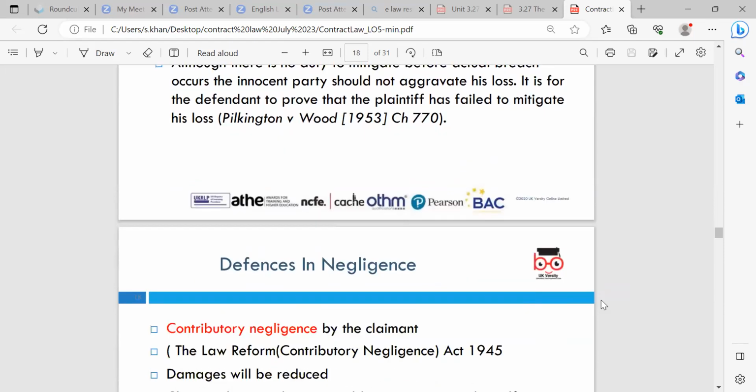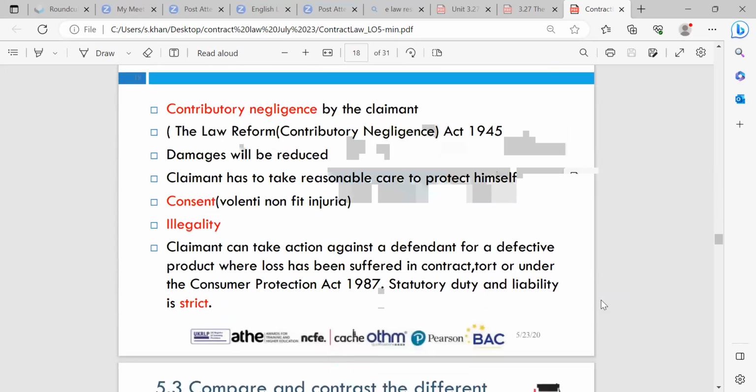Then you've got defences in negligence. So you've got contributory negligence by the claimant, which is the Law Reform (Contributory Negligence) Act 1945. Damages will be reduced. The claimant has to take reasonable care to protect himself. And consent, so volenti non fit injuria, and illegality. So the claimant can take action against a defendant for a defective product where loss has been suffered in contract, tort, or under the Consumer Protection Act 1987. Statutory duty and liability is strict.